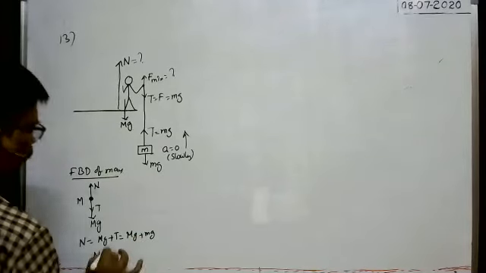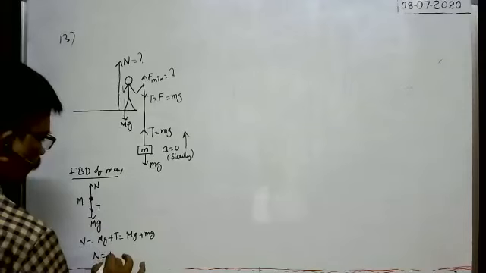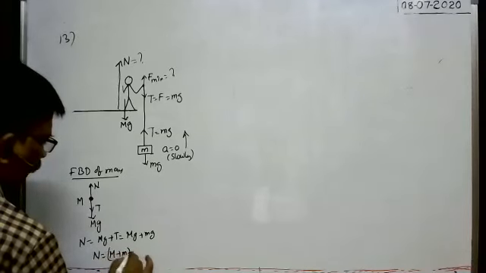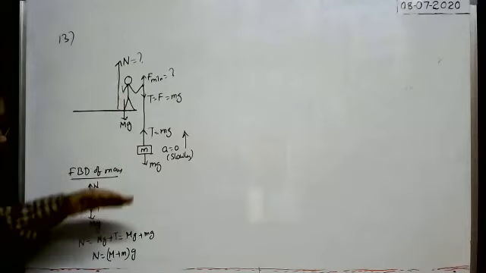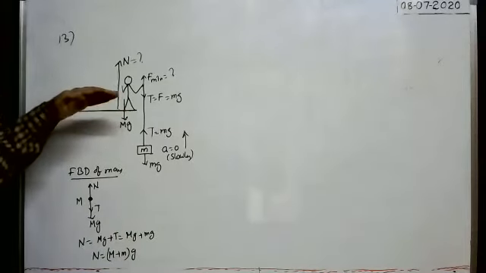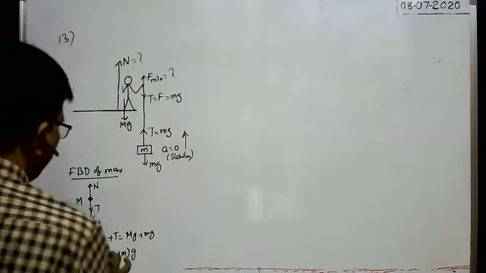Therefore, the normal reaction exerted by the man on the floor is equal to (M plus m) into g. Or the force with which the man pushes the floor is equal to this one. Or the normal reaction exerted by the floor on the man is equal to this one. Okay, this is the case.